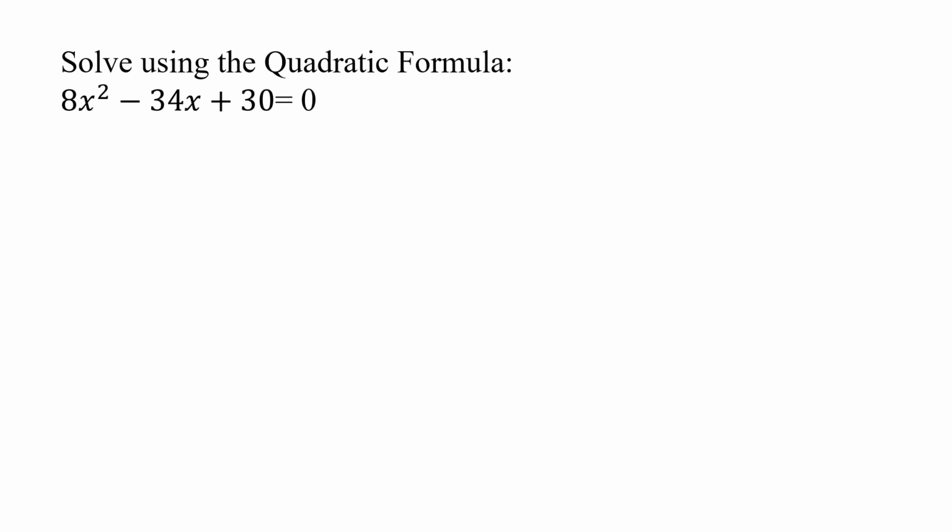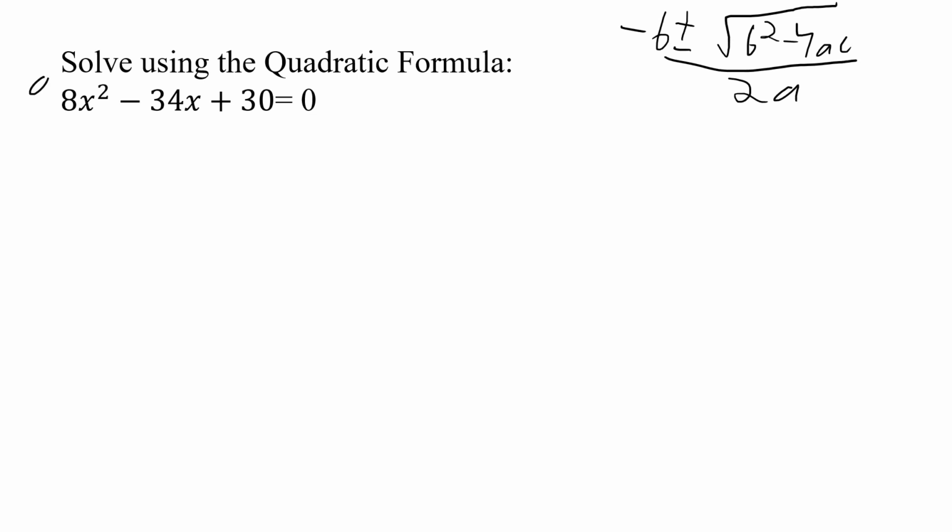All right, so we are again being asked to solve with the quadratic formula. So let's go ahead and recall our formula as negative b plus or minus the square root of b squared minus 4ac all over 2a. And you probably know the drill. Next, what we need to do is identify our a, b, and c. This time we have a number in front of our x squared, so our a is not 1, but our a is instead 8. Our b is going to be this negative 34, so be very careful when writing it. We need to include that negative. And our c is going to be this positive 30.